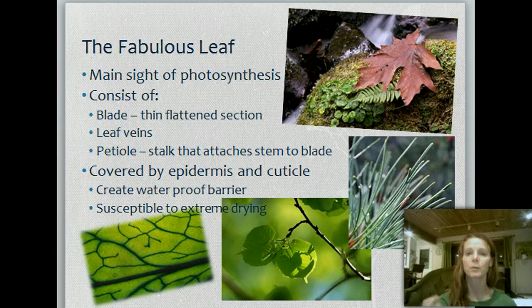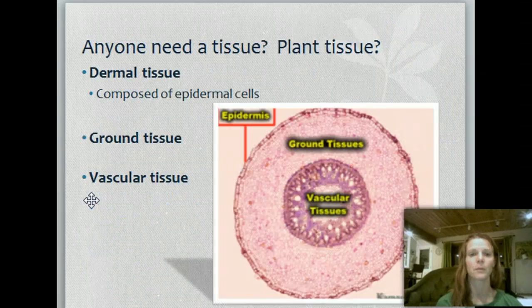It creates a waterproof barrier that basically allows those plants to withstand dry weather. If they were to undergo a drought, they would survive a little bit longer, so to speak, okay? So they can be susceptible to extreme drying, obviously, if they didn't have that cuticle.